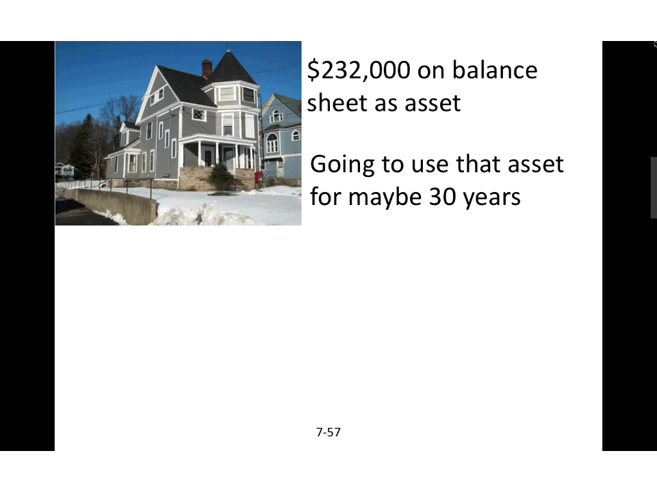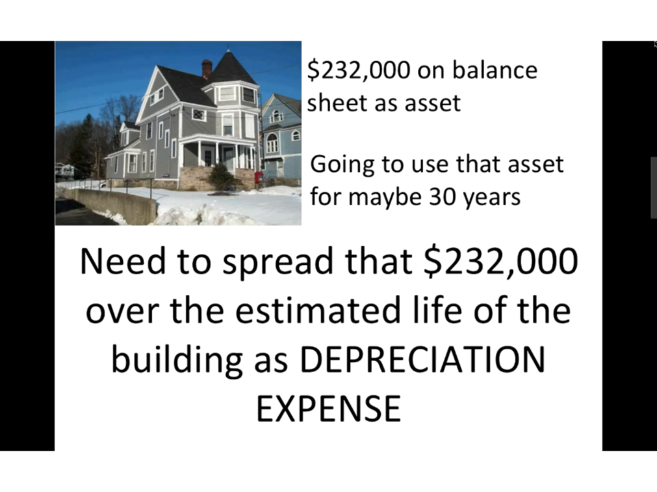For this class, you will not have to choose a life. That's not part of the skill set. That's done by appraisers and by standard operating conventions. So let's say, for the sake of example, that real estate houses are considered 30 years, which is a reasonable life. So we have $232,000, and our whole goal now is to say, how do we get the $232,000 into expense over the next 30 years? That's what we're talking about in this learning objective.